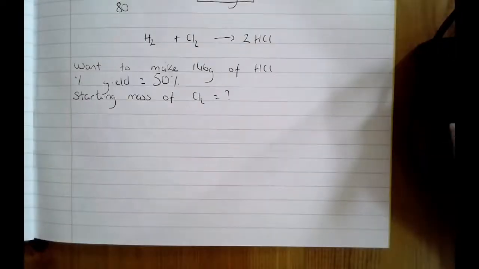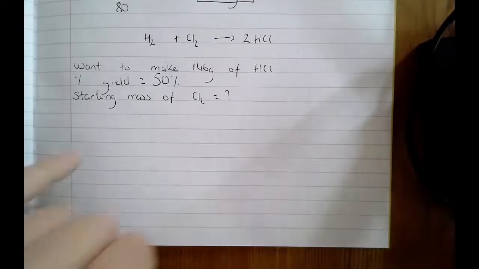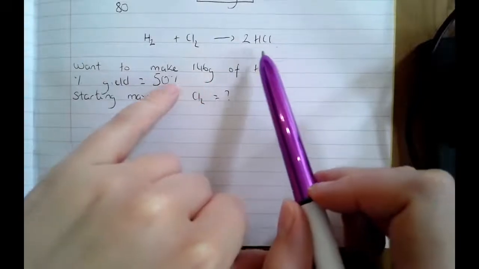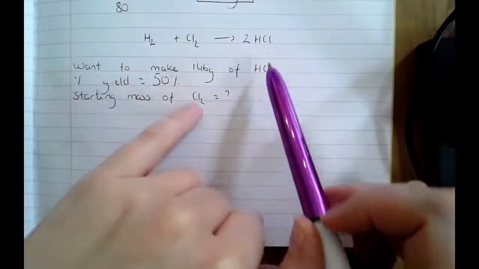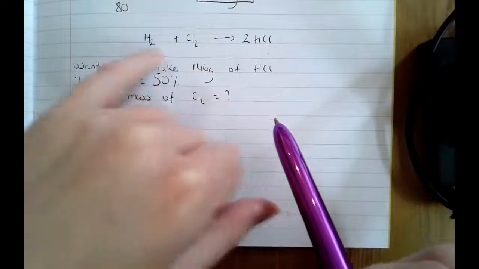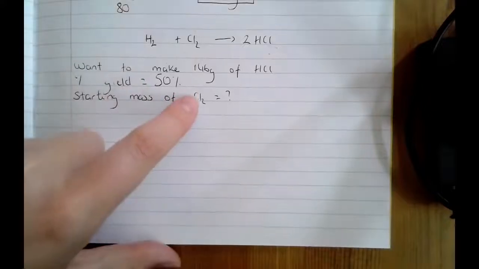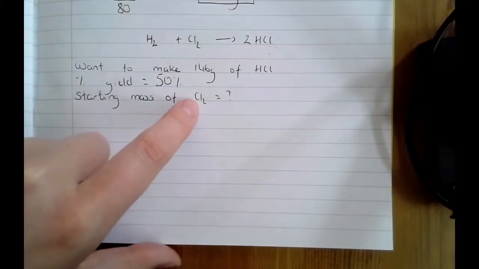Okay, so I've got a similar question here. Press pause and have a go at this one for yourself. So I'm saying you're trying to make 146 grams of HCl. You know the percentage yield is only 50%. What mass of Cl2, so I've just changed from hydrogen to Cl2, but it doesn't change how you're going to do things. What mass of Cl2 should you start with? The formula mass of Cl2 is 71.